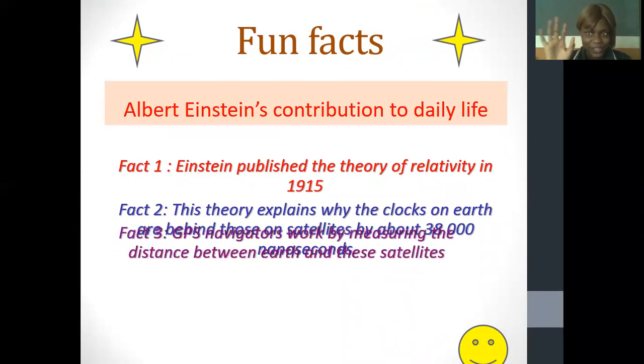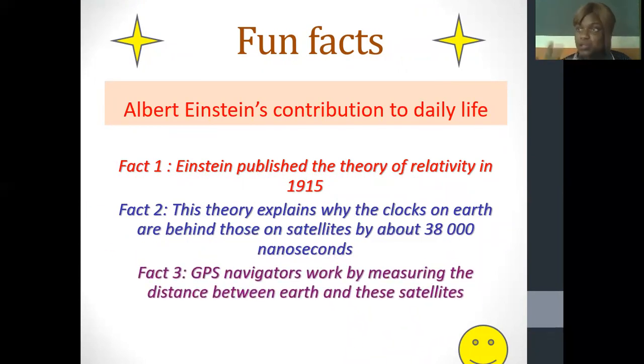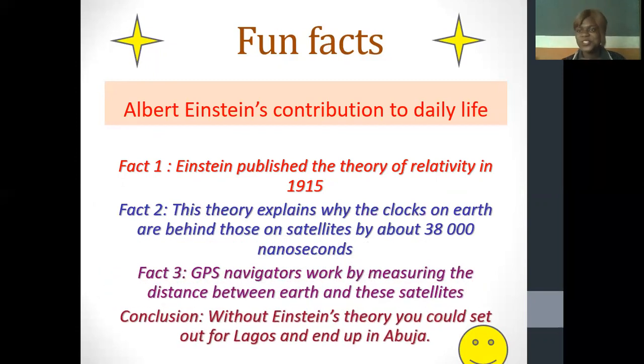Now, third fact, just follow me. The GPS navigators we use, the Google Maps on your phone that tells you there's a hold up here, this line is red, this other line is yellow, so you know where to pass, work by measuring the distance between a point on the Earth and the satellites orbiting our Earth. Now, if Einstein did not postulate, prove and publish the theory of relativity, you would say, I want to go to Lagos, and then you end up in Abuja, because your GPS navigators just won't work.